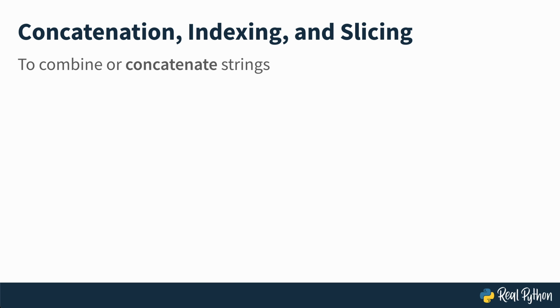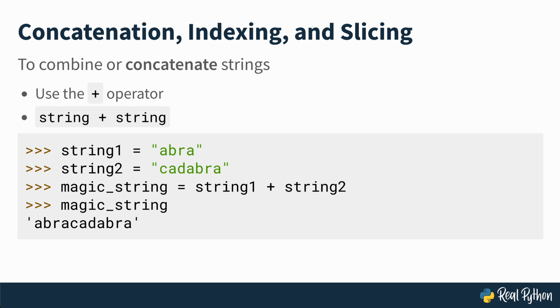Let's start with concatenation. To combine or concatenate strings, you use the plus operator. You're adding one string to another, and that concatenates them. In this example, string 1, abra, and string 2, cadabra, are tied together or concatenated into magic string by assigning magic string to string 1 plus string 2. Let's try out some examples in the interactive window.